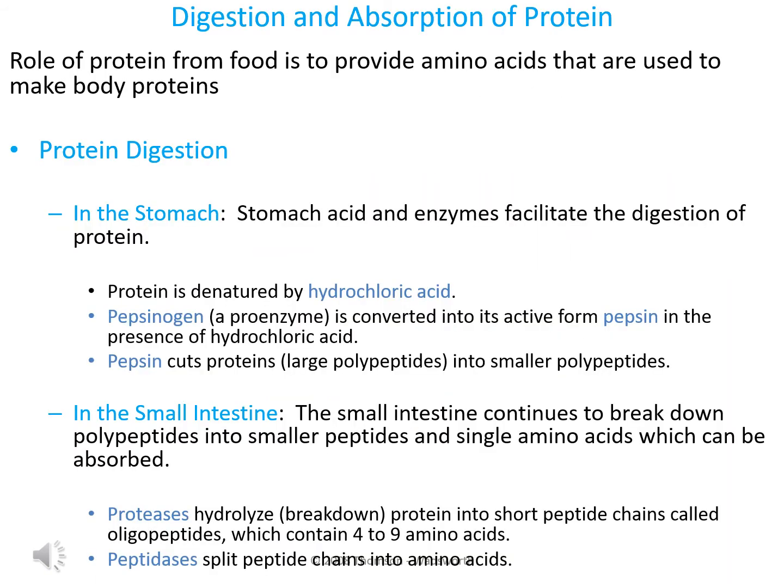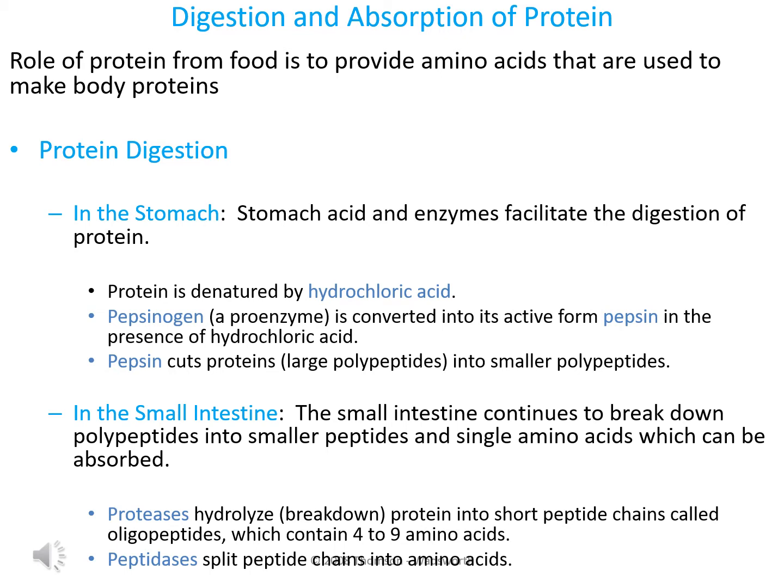Moving on, let's take a look at the digestion and absorption of protein. The protein that we consume from food does not become body proteins directly. The protein that we eat needs to be broken down in our GI tract, eventually into individual amino acids. These amino acids then can be used to make certain body proteins, possibly again neurotransmitters, hormones, antibodies, and so forth. So let's take a look at how this process occurs.